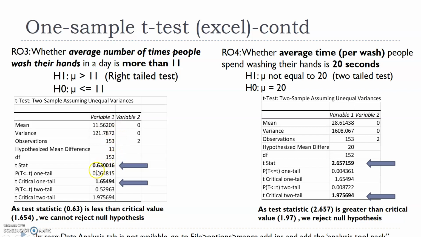So if you see, this is the number which you had found earlier, 0.63, and the critical one tail value was 1.65. Again, the same result we got here. For the other case also, if I do the same kind of test in Excel, I'll get the t statistic as 2.65 and my critical two tail as 1.97.